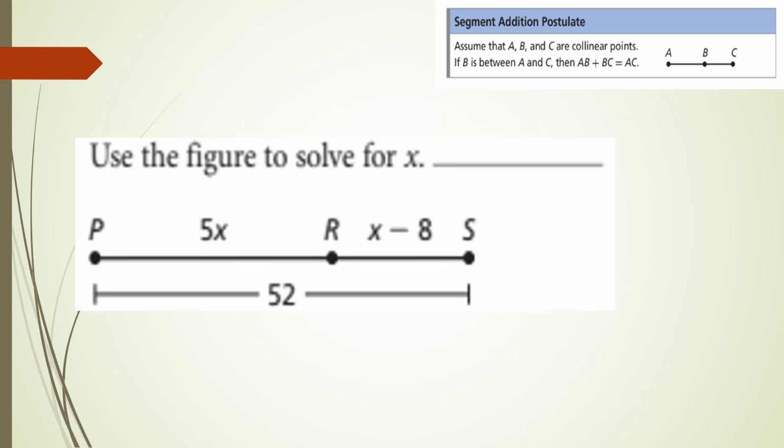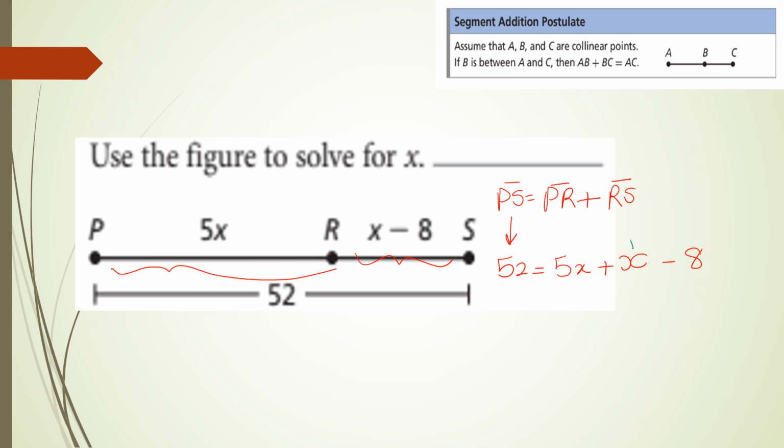Next question is about using the figure to solve for x. Okay, so here is the figure. There is a point R in between P and S. So what is the postulate? That PS, the whole line segment, is equal to the first part of the line segment, that is PR, plus RS, the second part of the line segment. Now, PS is given, that is 52. PR is given as 5x, and RS is given as x minus 8.